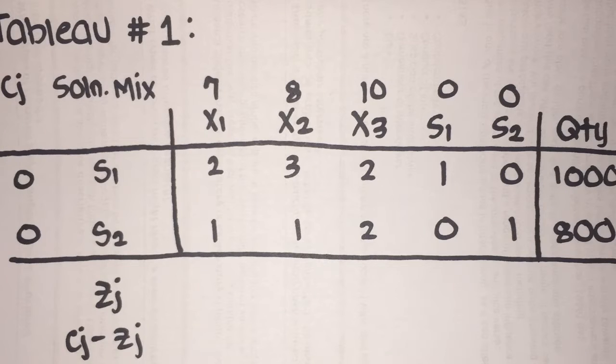For our first table, as you can see, the variables under x1, x2, x3, s1, and s2 correspond to the constraint and slack coefficient values, and Cj is the cost associated with the basic variables, the cost associated with s1 and s2. The solution mix is the basis, in which we have put the basic variables, and the quantity is the initial basic feasible solution.